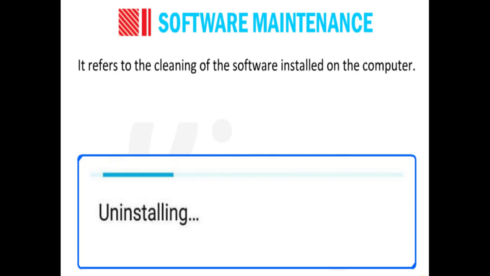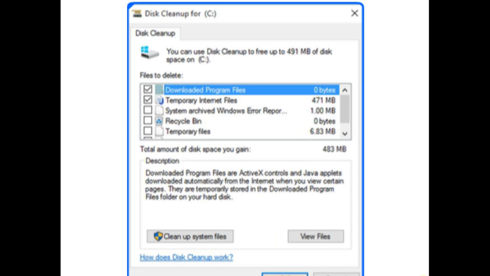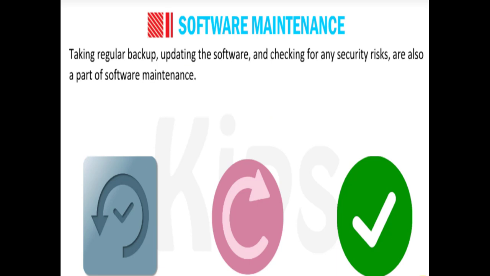Software maintenance refers to the cleaning of the software installed on your computer, because it is also a very important part of maintaining your computer, both your hardware as well as your software. It involves the scheduled disk cleanup task, protection against viruses, deleting the temporary and unwanted files, disk cleanup of C drive, taking regular backup, updating the software, and checking for any security risk.